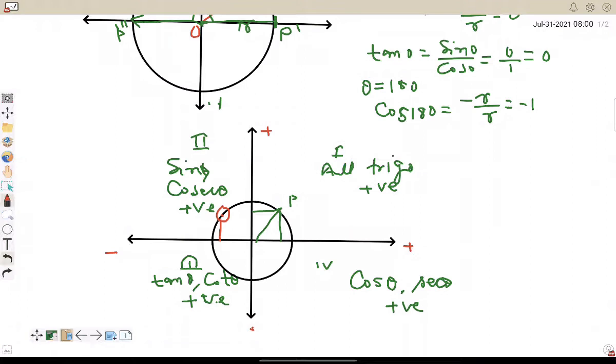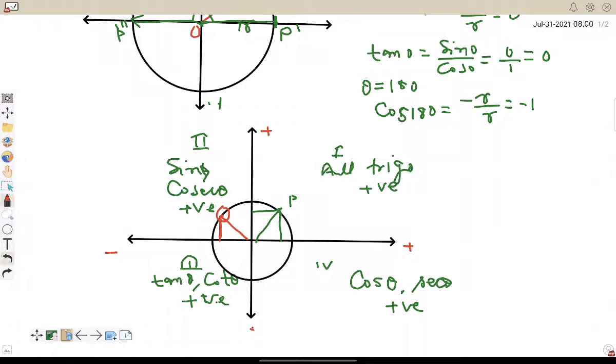So if you try to find the value of sine theta from the basic definition, you can check. We first measure the distance from the x-axis, so this distance is positive, and divide upon radius, again positive, because radius is always positive, so sine is positive.